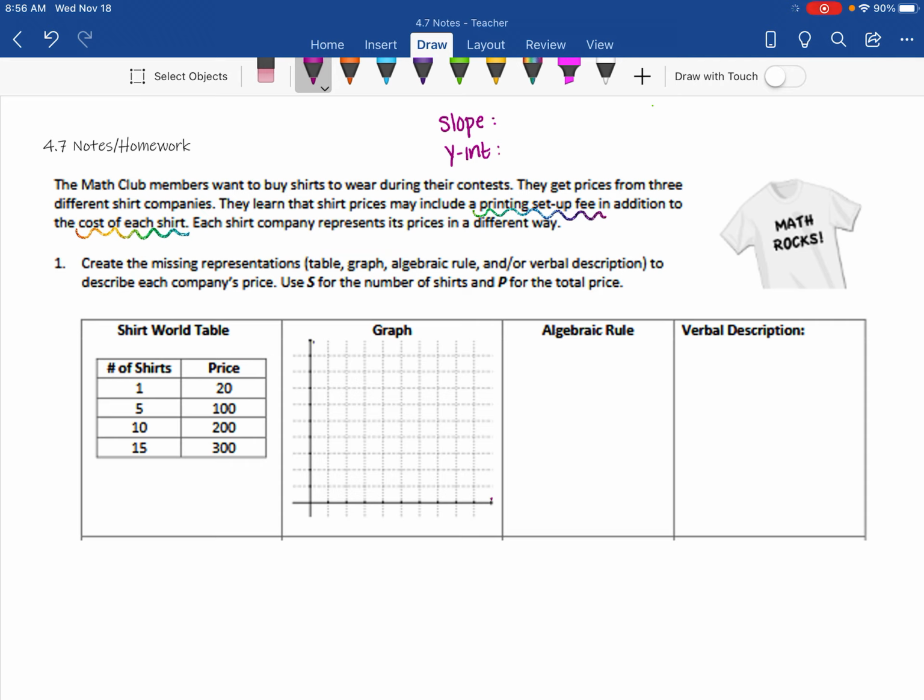Okay, so if I'm looking at a printing setup fee, the printing setup fee is something that's going to happen one time. It's an initial fee. It's a setup fee. It's going to just happen one time. They're only going to set up once for printing your order. Okay, so that's going to act as our y-intercept.